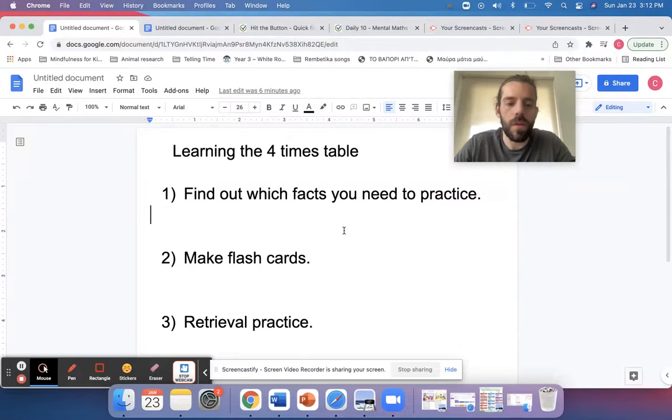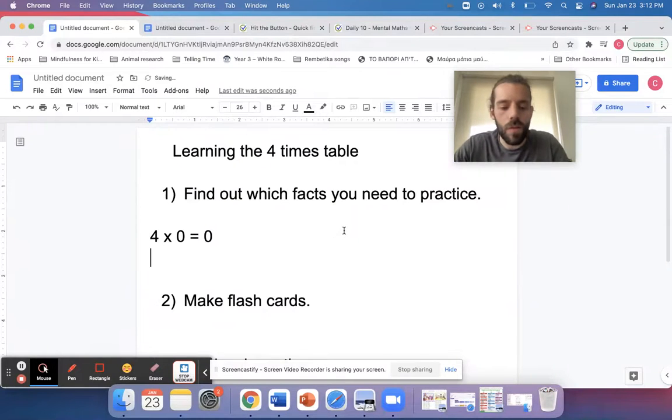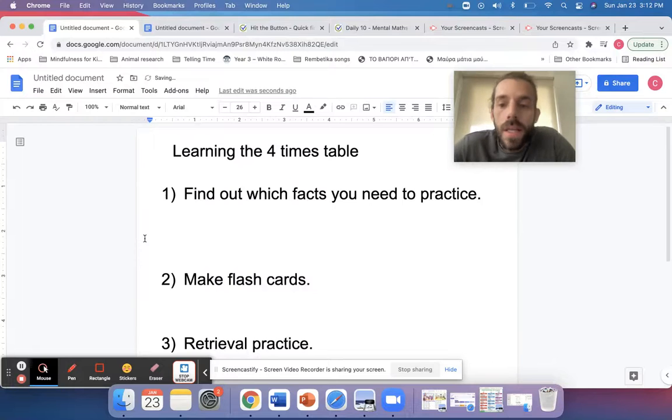If you already know that 4 times 0 equals 0, then I don't want you sitting around home going 4 times 0 equals 0, 4 times 0 equals 0. And if you already know 4 times 2 equals 8, I don't want you to make your little brother follow you around the house going, what's 2 times 4? What's 2 times 4? You already know it, right? It's a waste of your time. It's a waste of your little brother's time. Instead of that, we're going to find out which ones you need to practice.